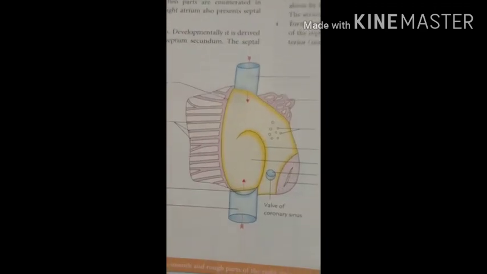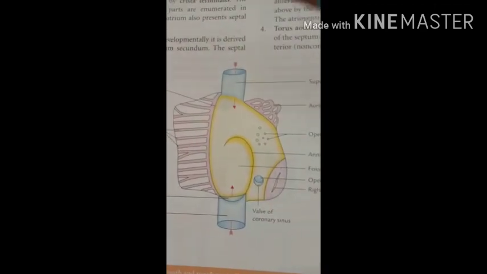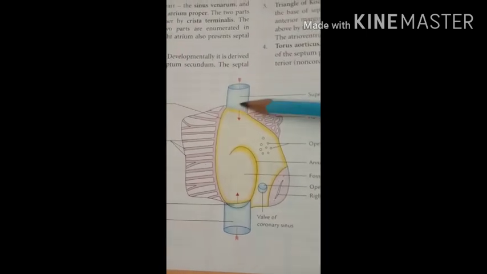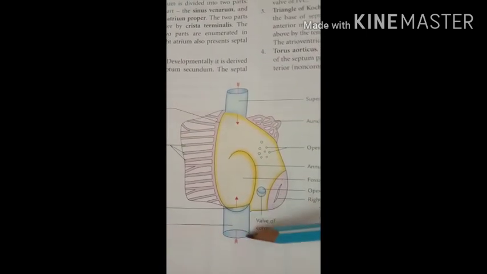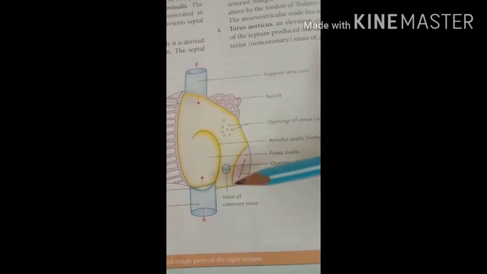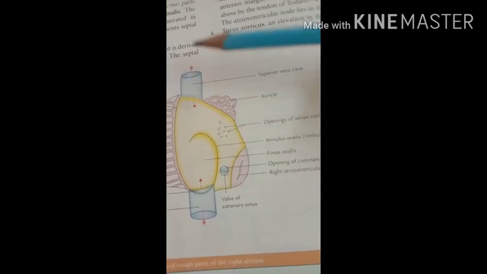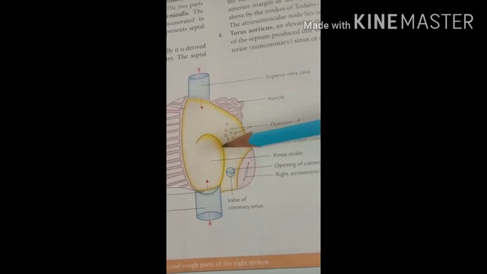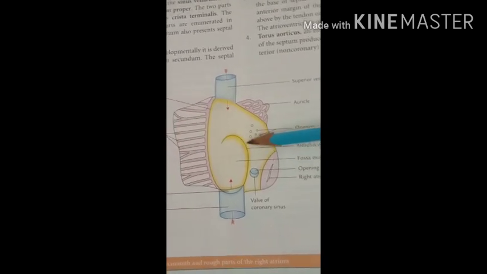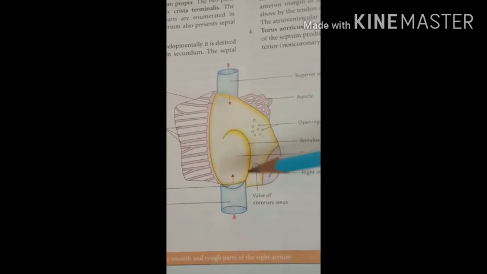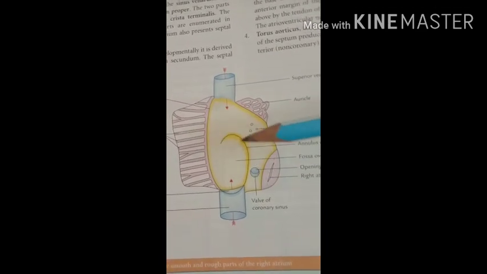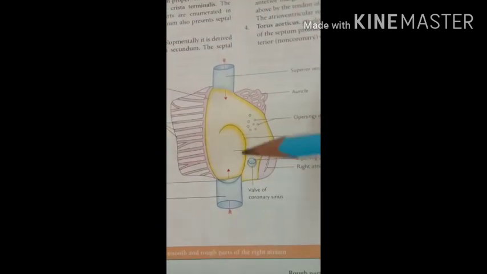Then, tributaries of the right atrium. The right atrium receives the superior vena cava, this one; second, the inferior vena cava; then the coronary sinus, this one; then the anterior cardiac vein, the venae cordis minimae and the right marginal vein. These are the tributaries which open into the right atrium, as the right atrium receives all venous blood.